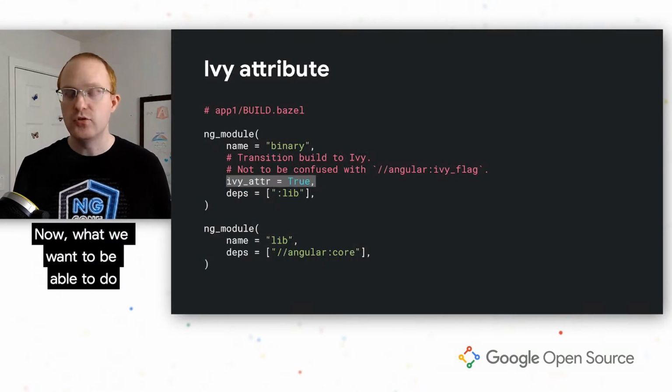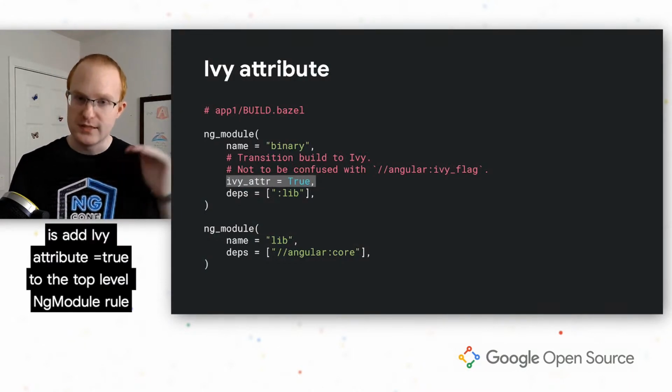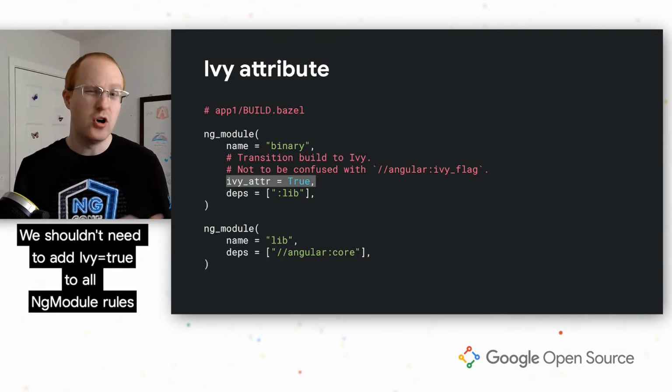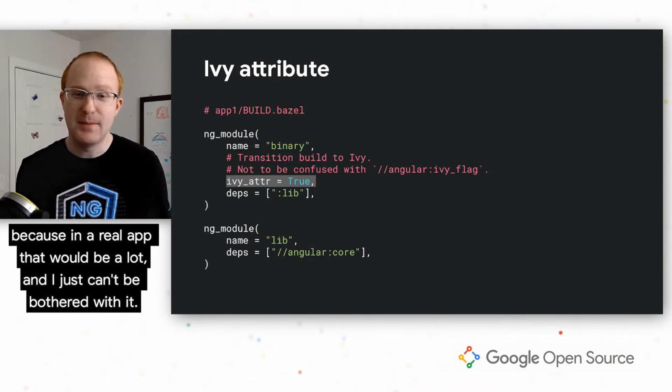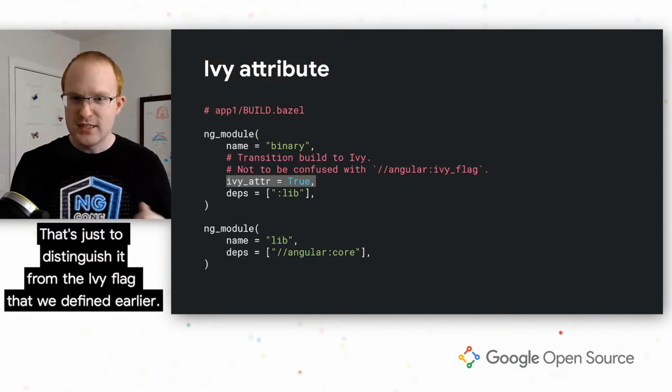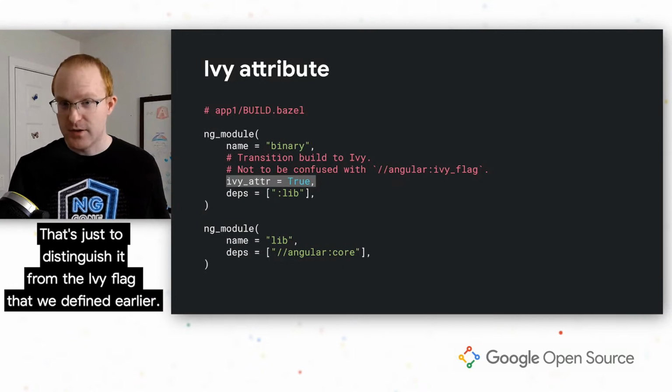Now what we want to be able to do is add Ivy attribute equals true to the top level ng module rule and trust that all of its transitive dependencies will build with Ivy. We shouldn't need to add Ivy equals true to all ng module rules because in a real app that'd be a lot, and frankly I just can't be bothered with it. Now I'm calling this one Ivy attribute. That's just to distinguish it from the Ivy flag that we defined earlier.